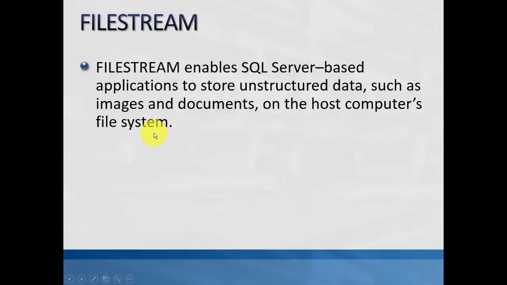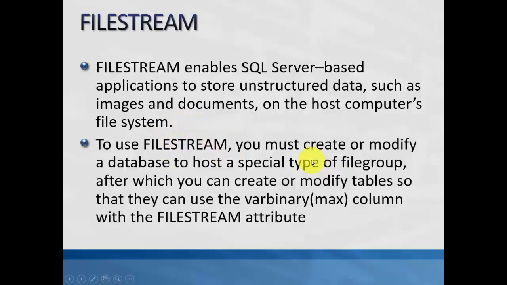To use FileStream, you must create or modify a database to host a special type of file group. So we're going to talk about file group as well: what it is, where it is located, and how to create it from SQL statements as well as in the GUI. After which you can create or modify tables so that they can use the varbinary(max) column with the FILESTREAM attribute. What it's saying is that if you create a FileStream, you have to create a file group for that, and then you have to create a file.